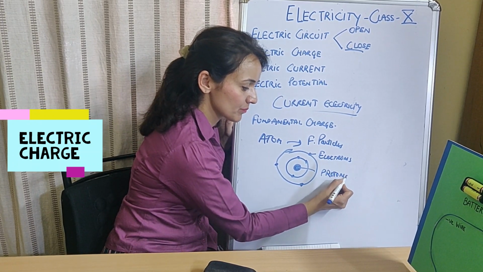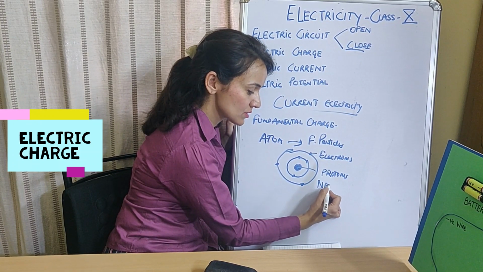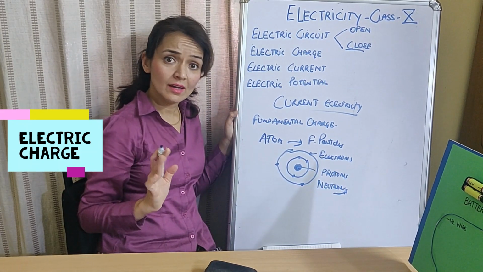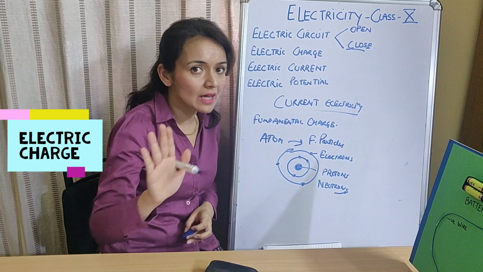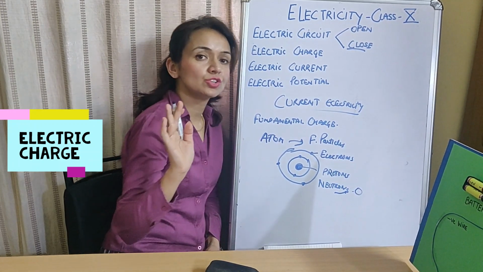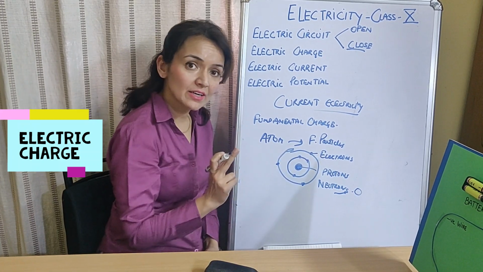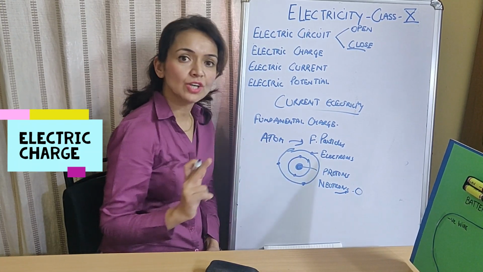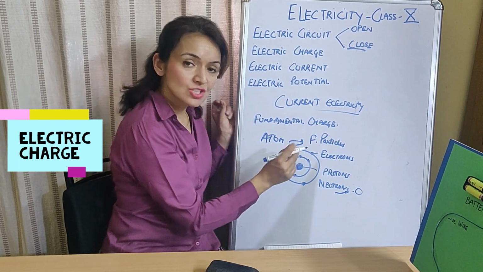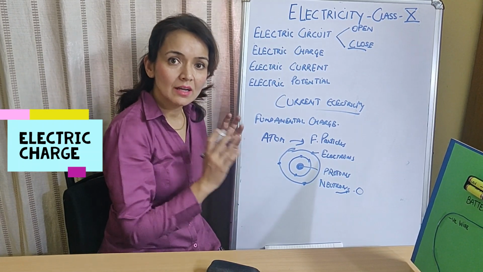Protons, neutrons. Okay. Now, neutrons do not have any charge. We all know that. Neutrons have 0 charge. And the charge of electron is equal to charge on proton because their numbers are same. So, charge on electron and protons are equal.